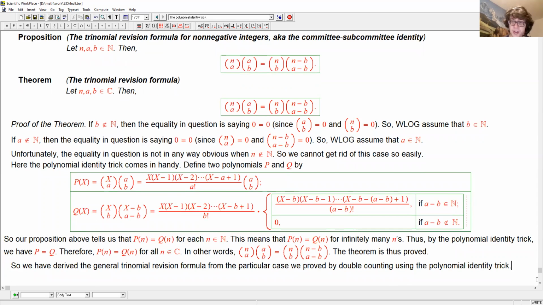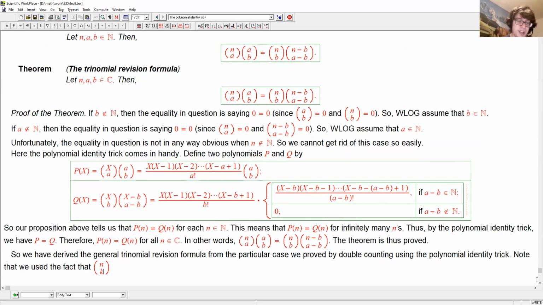So note that we used the fact that n choose k is a polynomial function in n for fixed k. If you multiply it out, it's n times n minus 1 times and so on. It's pretty clear. It's a polynomial of degree k, actually, when k is a non-negative integer. So this allowed us to replace this n here by a polynomial variable.